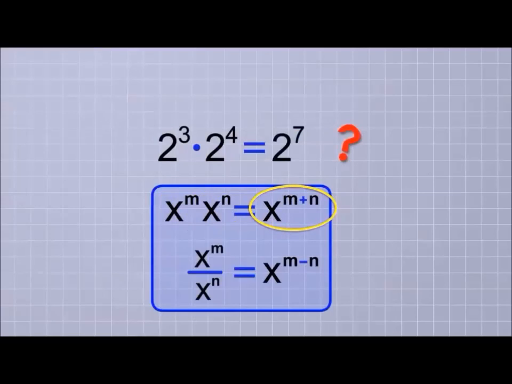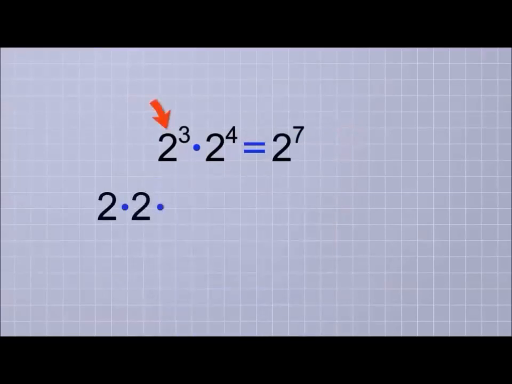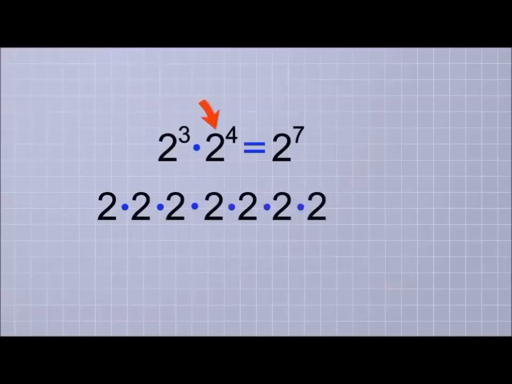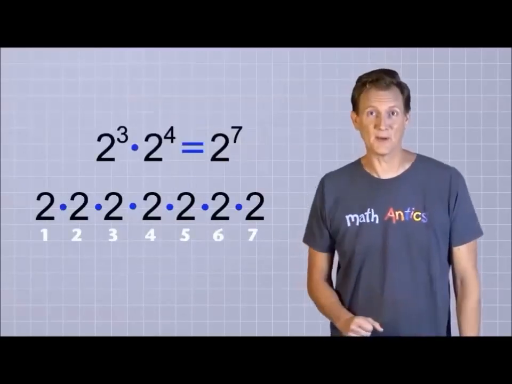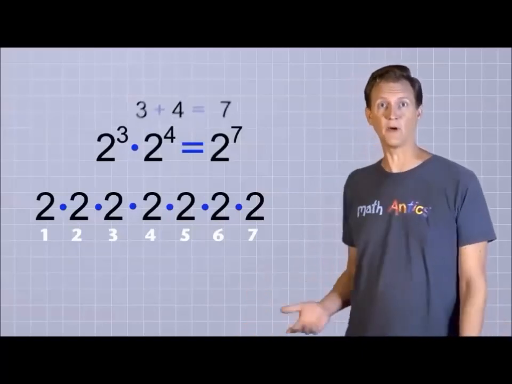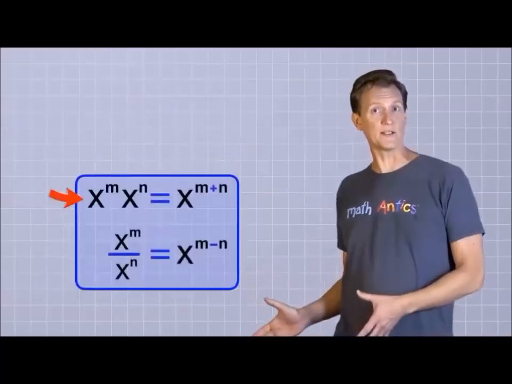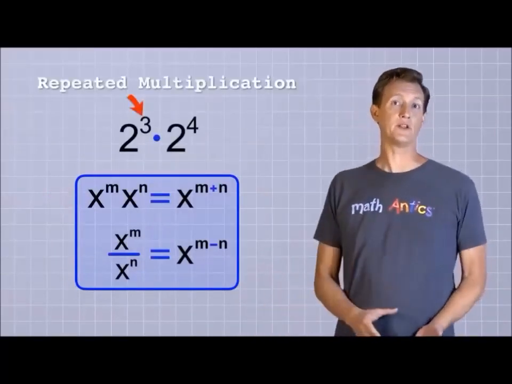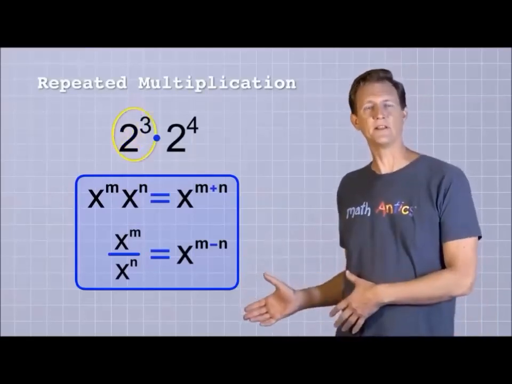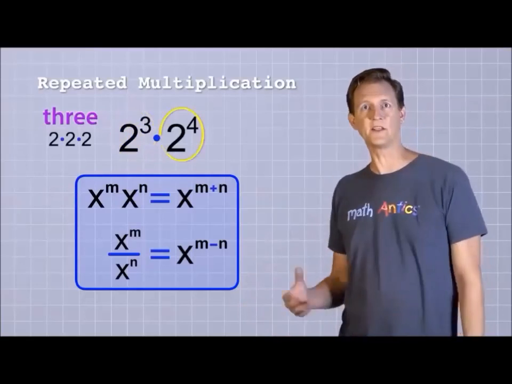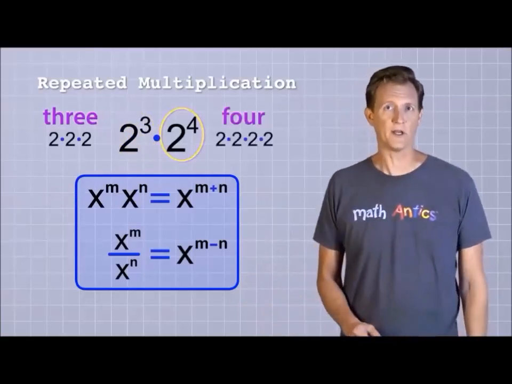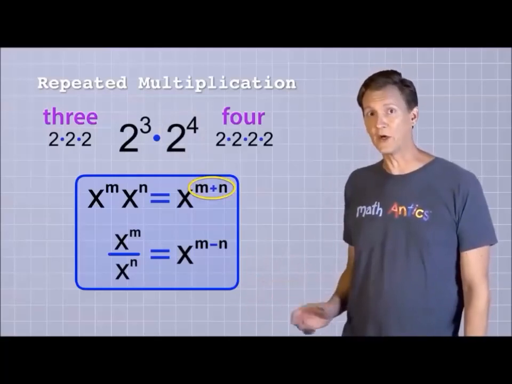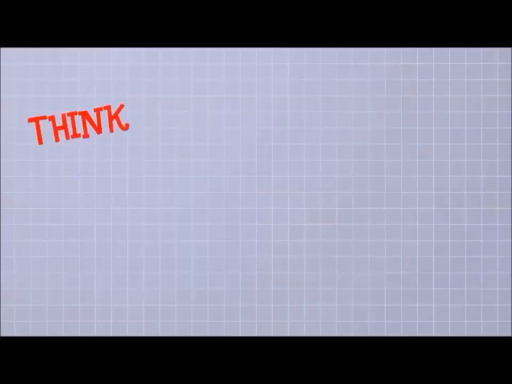Well, let's break it down and see. 2 to the third is 2 times 2 times 2, and that's being multiplied by 2 to the fourth, which is 2 times 2 times 2 times 2. That's a lot of 2's being multiplied together, 7 2's to be exact. Aha! So that is what you'd get by just adding the exponents together, since 3 plus 4 equals 7. And this law makes total sense if you think about what an exponent really means. The exponent is telling you to do repeated multiplication of the base, right? So this first part is telling you to multiply 3 2's together, and the second part is telling you to multiply 4 2's together. So that's why you can add the exponents together if the base is the same. Or think about it like this.